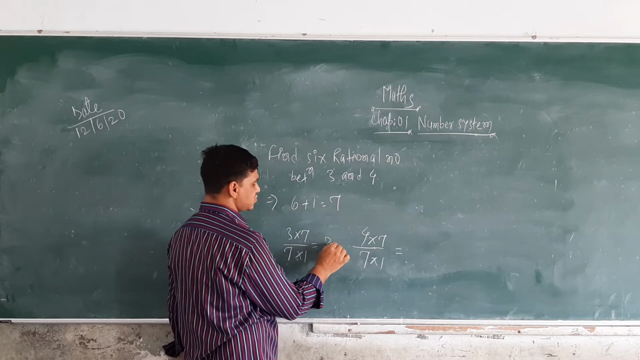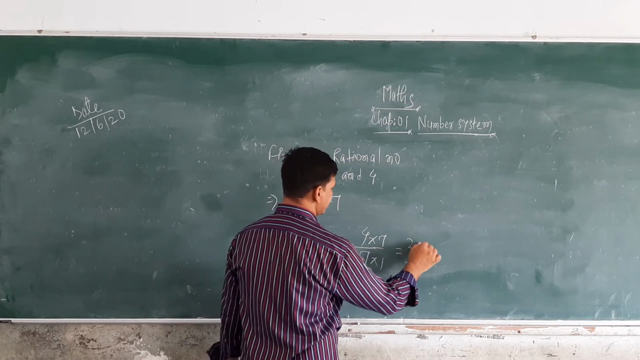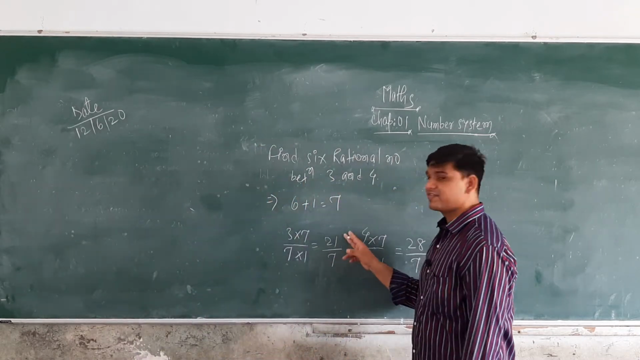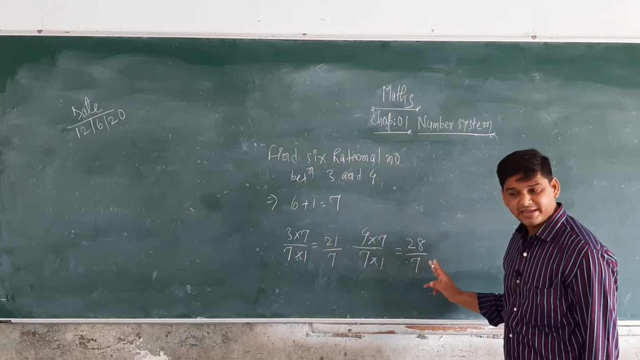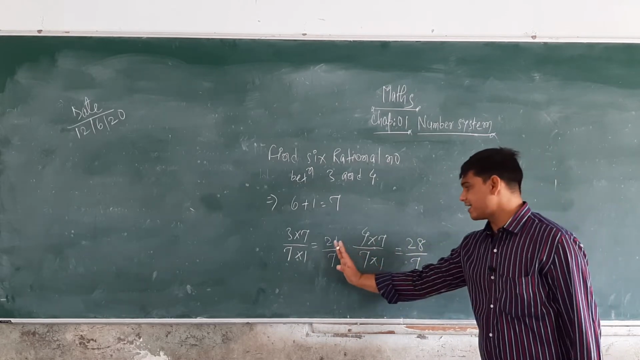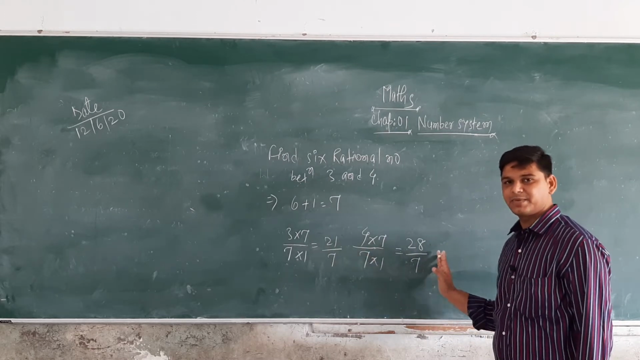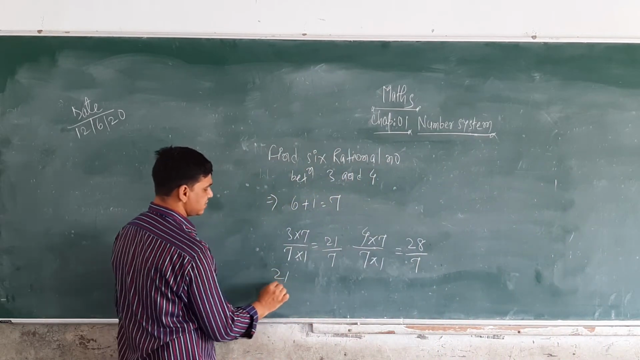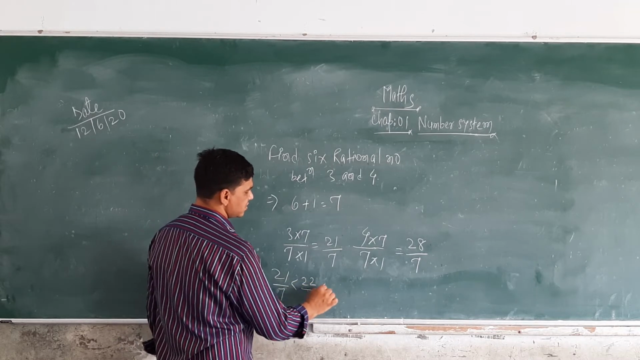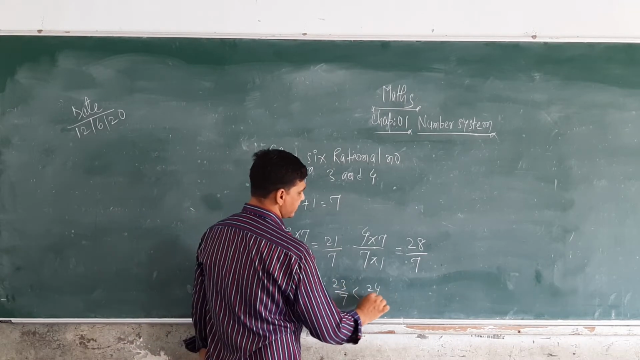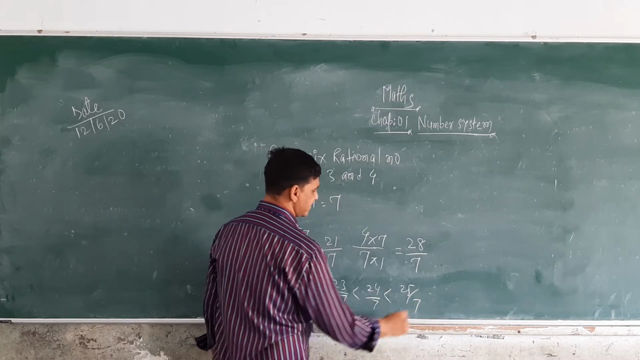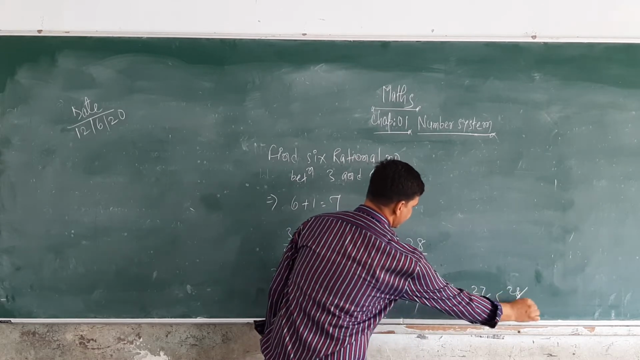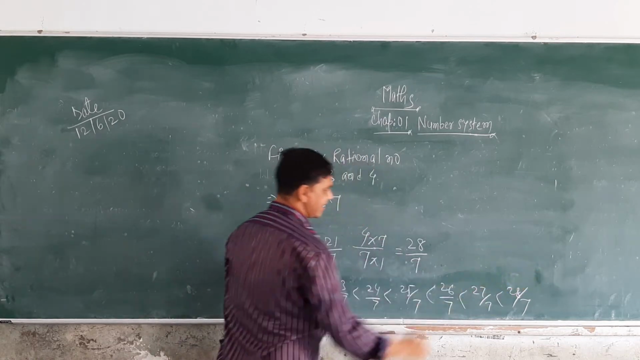Now 3 by 7 is what? 21 upon 7. 4 by 7, 4 into 7, 28 upon 7. So we have two numbers, one is 21 by 7, another is 28 by 7. All the numbers between 21 by 7 and 28 by 7 are the rational numbers between 3 and 4. See, 21 by 7 first, then 22 by 7, 23 by 7, 24 by 7, 25 by 7, 26 by 7, 27 by 7 and 28 by 7. 1, 2, 3, 4, 5, 6, 7, 8.